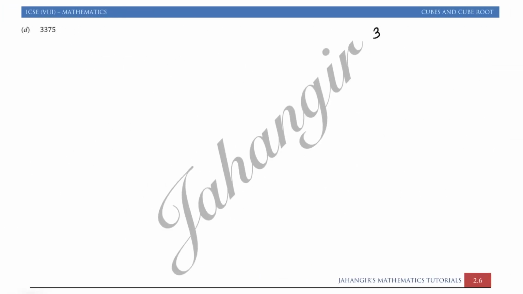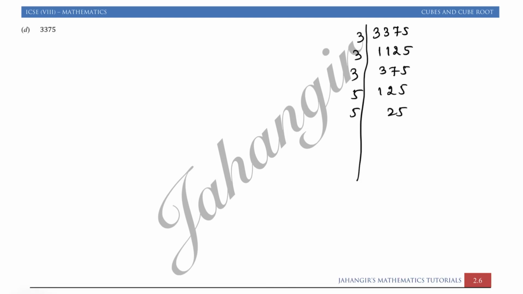Three three seven five. Let us start with 3. 1 1 2 5. 3 3s are 9. 22 7 5. 1 2 5. 5 से we can do 25. 5 5s are 5 1s are. So we have the pairs of 3 and 5. So 3375 is 3 cube into 5 cube. So we can say therefore 3375 is a perfect cube.